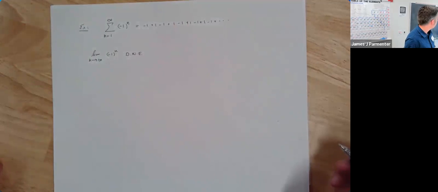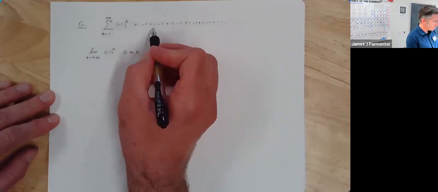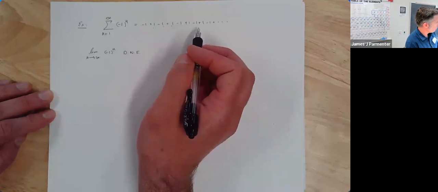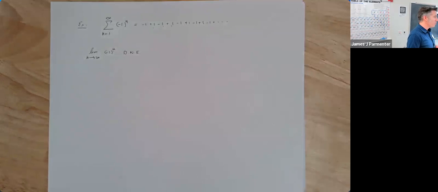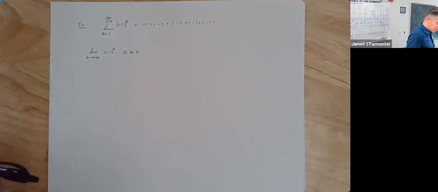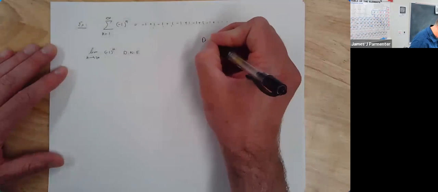But we're not getting close to anything. So -1 plus 1 is 0, -1 is -1, plus 1 is 0, -1 is -1, plus 1 is 0, -1 is -1, plus, right? You're going back and forth between two different sums, but you're never getting closer and closer to one particular thing that this whole series is adding up to. So this series definitely diverges.